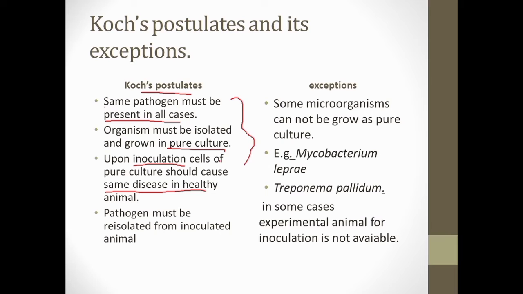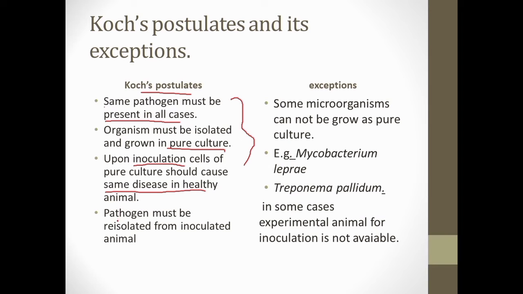So, for example, if you have performed an experiment to identify the causative agent, and you have found that it is present in all the cases, and you have isolated it, then upon inoculation of that pure culture into another healthy animal, the pathogen should be able to cause the same disease in the healthy animal.